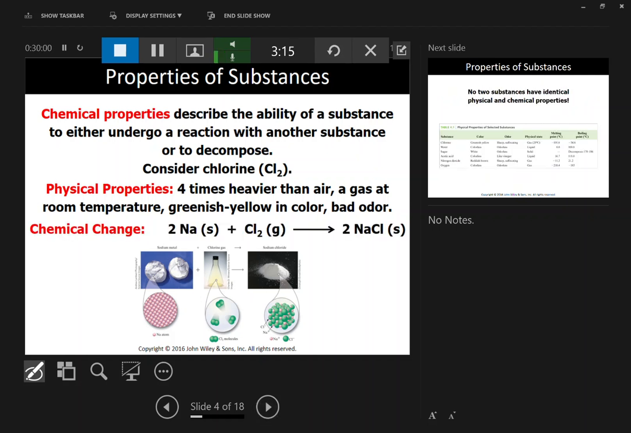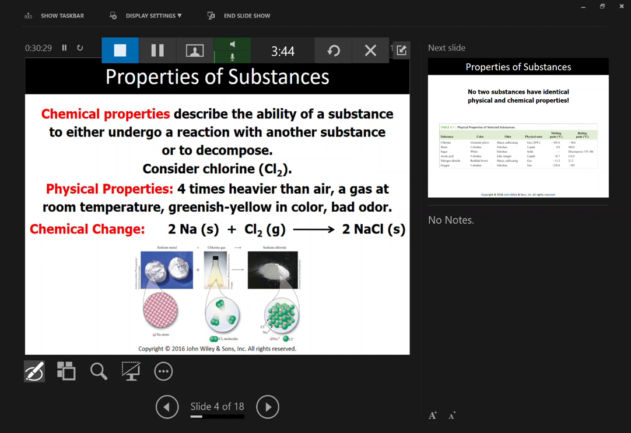Now, we also look at chemical changes and physical changes in chemistry. A chemical change is when the composition of matter changes. For example, here you see the reaction of sodium metal and chlorine gas. Sodium metal by itself, before it does any reaction, is a metal. It's shiny, it's solid. Chlorine, on the other hand, is a gas, and it's yellow.